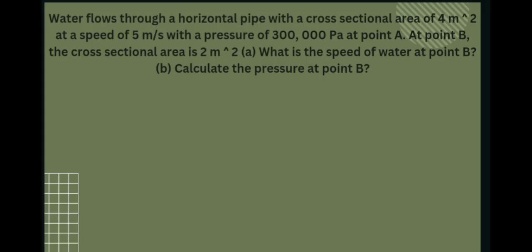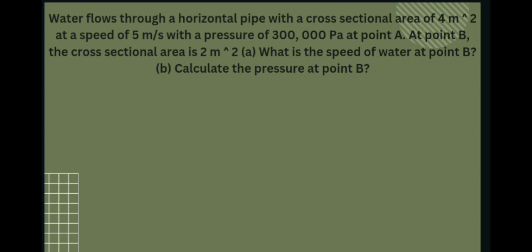So, let's look at an example. Water flows through a horizontal pipe with a cross-sectional area of 4 meters squared at a speed of 5 meters per second with a pressure of 300,000 pascals at point A. At point B, the cross-sectional area is 2 meters squared. What is the speed of water at point B? Calculate the pressure at point B.